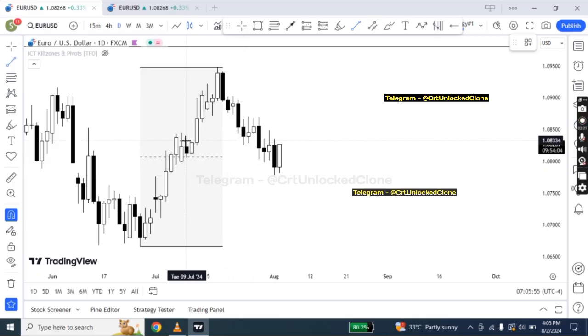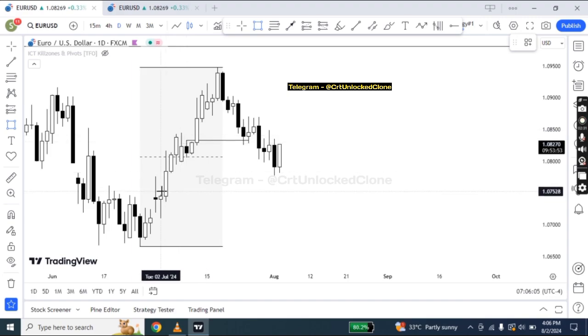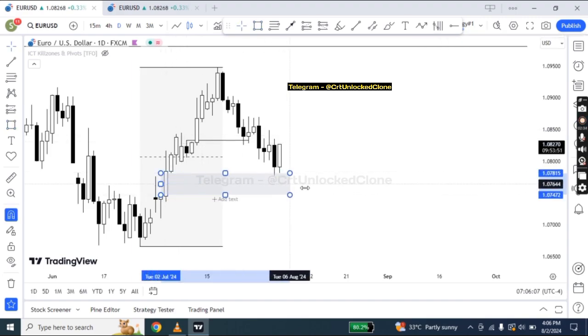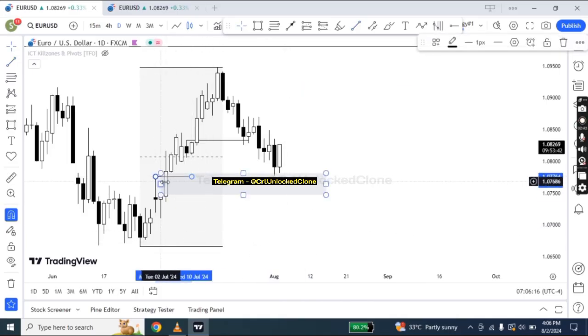So right here you can see that the first key level we've got inside this bullish dealing range is this order block right here, which lies in the premium region, right? And then we've got this FVG, which is inside the discount region. And along with that, we've got this order block, which is also in the discount region, along with this FVG.